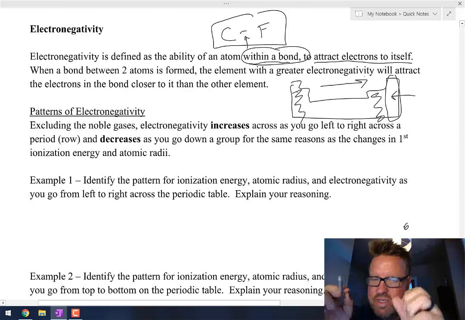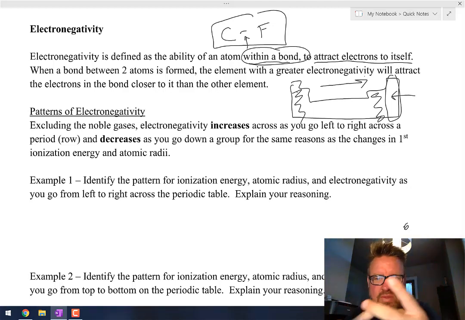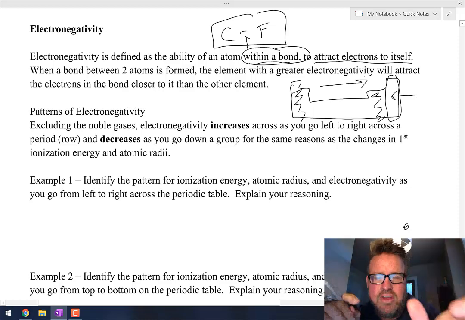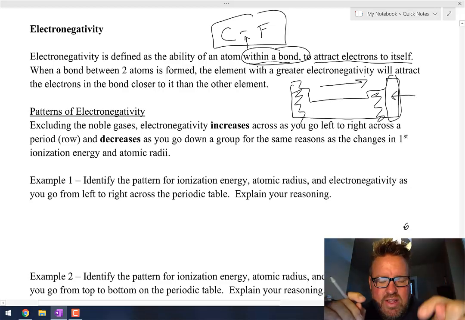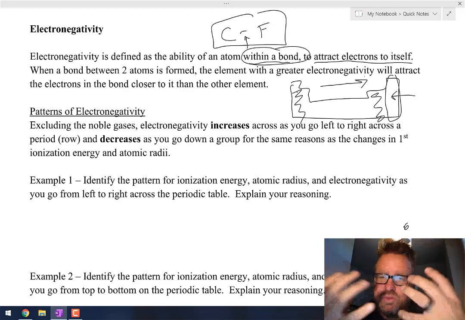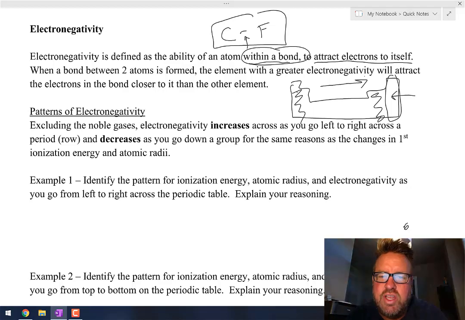And very similar to ionization energy, very similar to atomic radius, as you go across the periodic table, you should be able to tell me now what happens with ionization energy and what happens with atomic radius. As you go from left to right, the first ionization energy increases and the atomic radius decreases. Atoms get smaller because the valence electrons occupy the same valence shell, but you're increasing the attractive force to the nucleus because there's more protons, so the attraction gets greater.